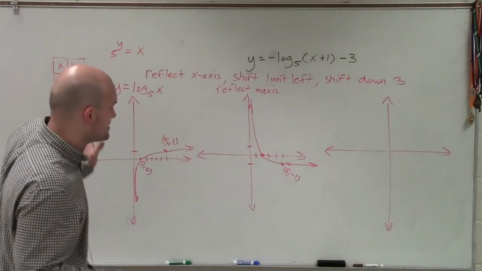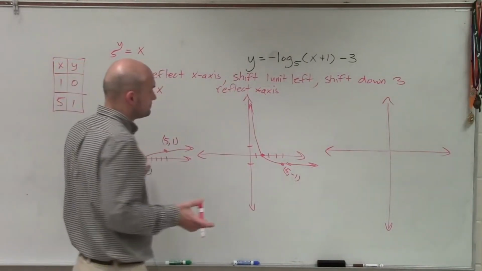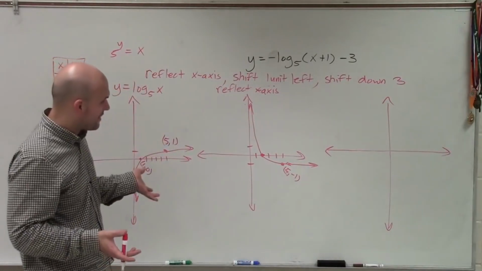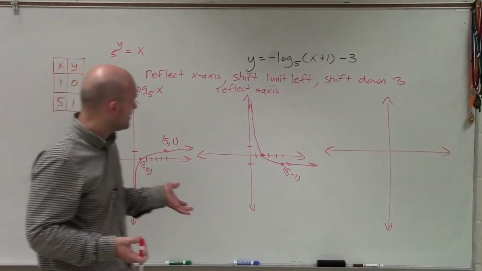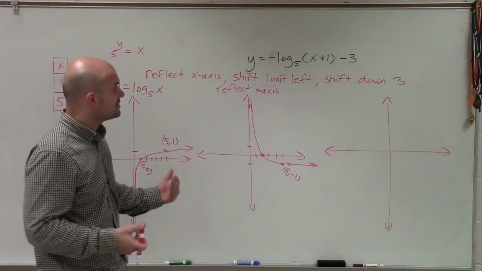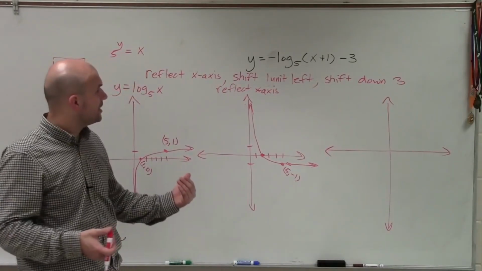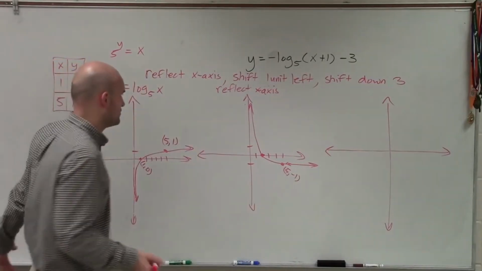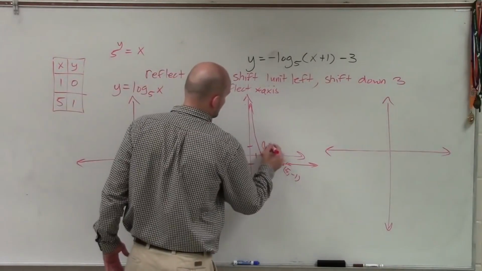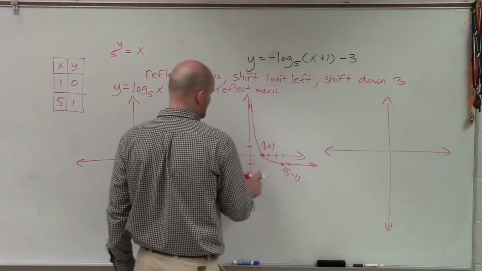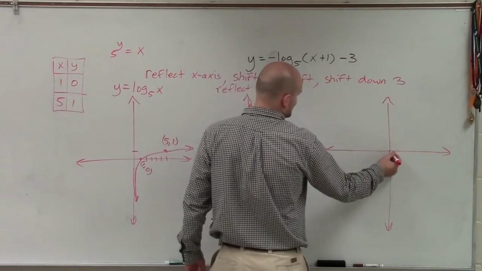But then there's two other transformations that need to happen. The next thing is I need to take that graph and shift it down 3 units. And I also need to shift that graph 1 unit to the left. So what I'm going to do is take these points and shift them 1 unit to the left. That's at 1, comma 0. So therefore, now it's going to be at negative 1, comma 0.